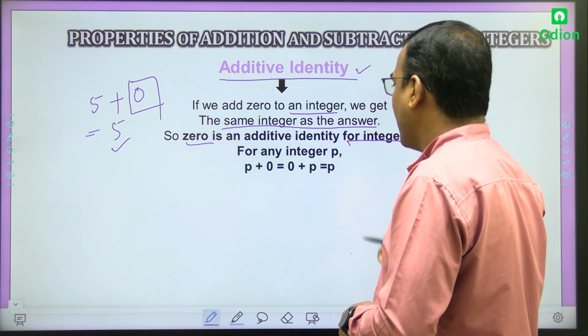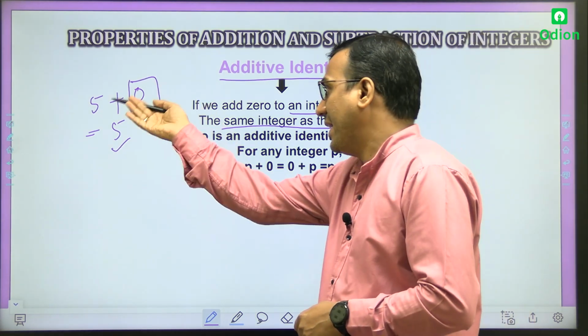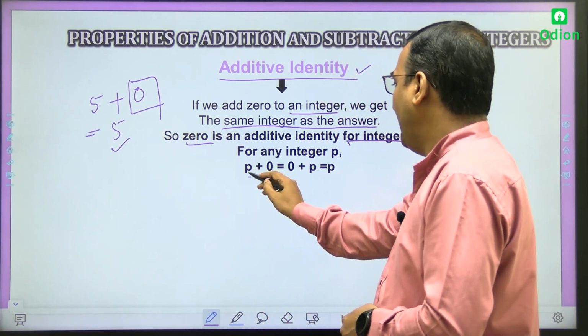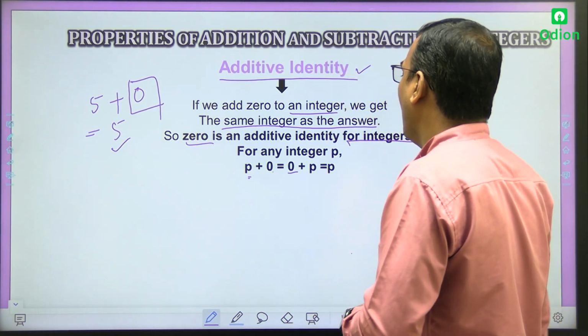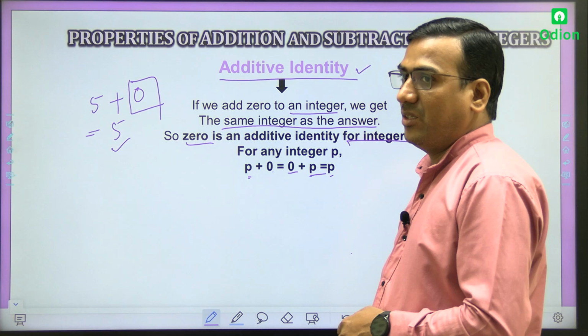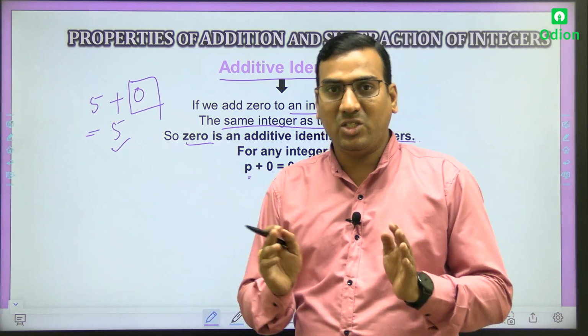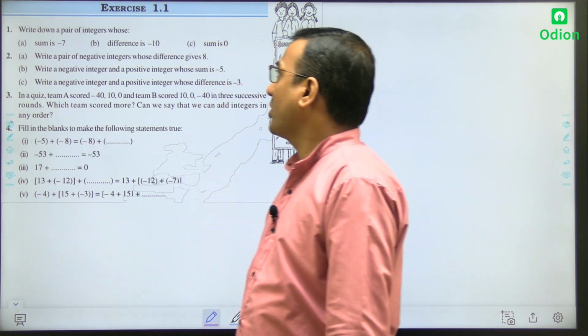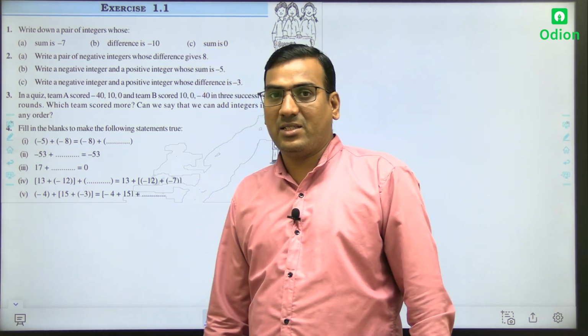For an integer p, p plus 0, here I have given an example: 5 plus 0 is 5. p plus 0, 0 plus p means p. The result is the same, the integer itself. Okay, understand? Okay, let us go for the exercise.